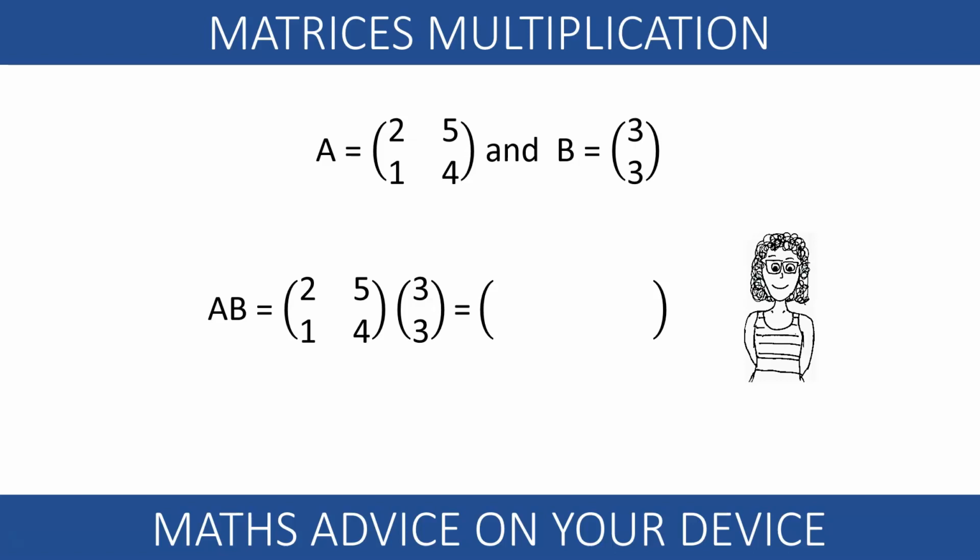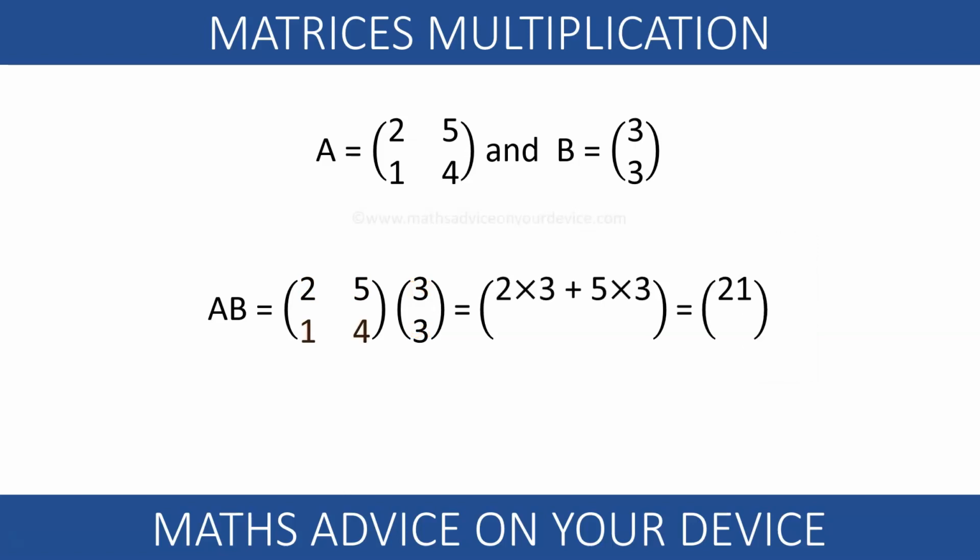Each element of the first row is multiplied by each element of the first and only column. That returns the first and only element of the first row, 21. Then each element of the second row is multiplied by each element of the first and only column. That returns the first and only element of the second row.